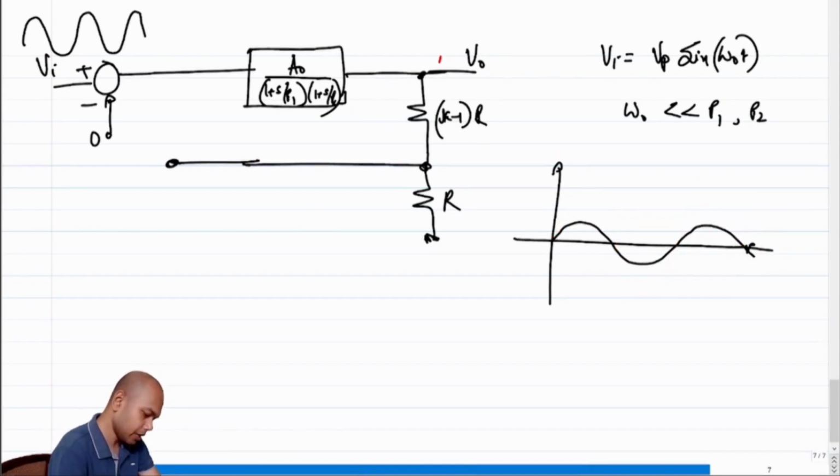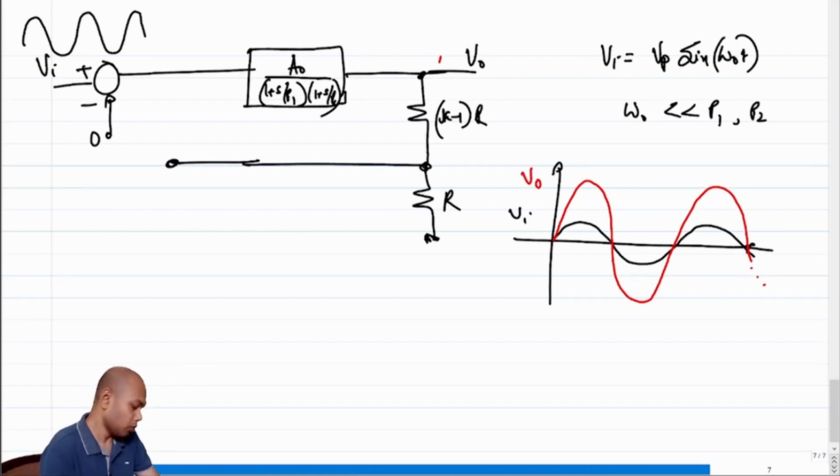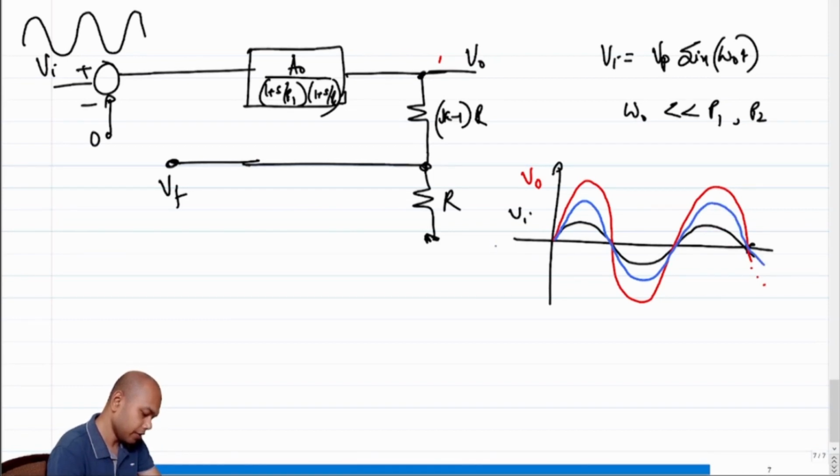I'm messing up my explanation, so let me try once again. So this is V input and this is V naught. What will be the feedback voltage? 1 over K times V naught. So it may be a slightly attenuated version of V naught, right? So this is Vf. All good, right?